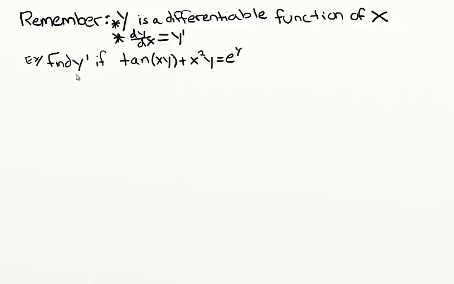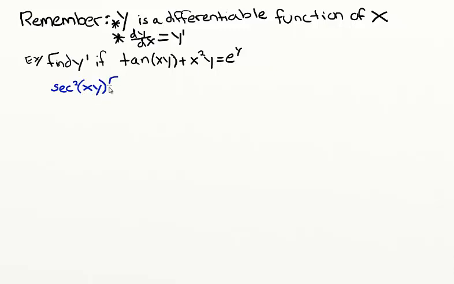So we're going to go ahead and find y prime if tangent of xy plus x squared y is equal to e to the y. First we're going to start taking the derivative because we're not going to be able to explicitly solve for y. So when we take the derivative of the tangent of xy, that's going to become secant squared of xy.